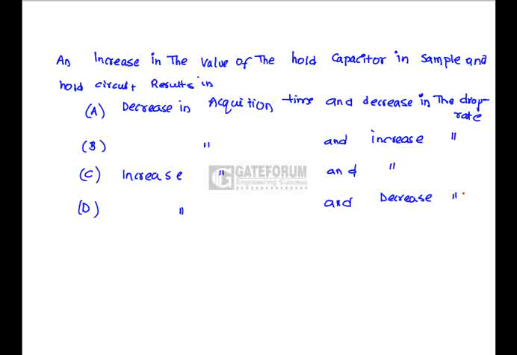Option C, increase in the acquisition time and increase in the drop rate. Option D, increase in the acquisition time and decrease in the drop rate. See, if we increase the hold capacitor value, the time constant is going to increase, which will increase the acquisition time as well as decrease the drop rate. That means option D is correct.